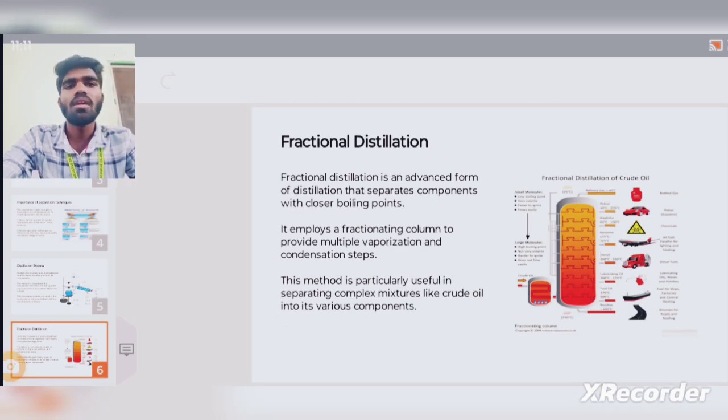And the next one is fractional distillation. Fractional distillation is an advanced form of distillation that separates components with closer boiling points. It employs a fractionating column to provide multiple vaporization and condensation steps. This is particularly used in separating complex mixtures like crude oil into its various components. We can see in the figure fractional distillation of crude oil into different products used for different purposes based upon the boiling points.